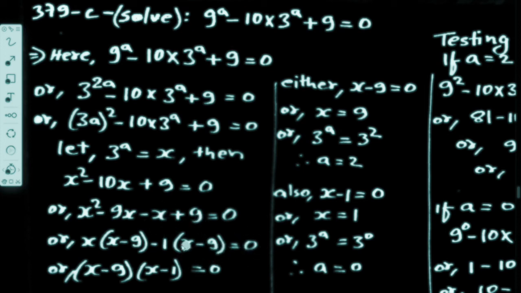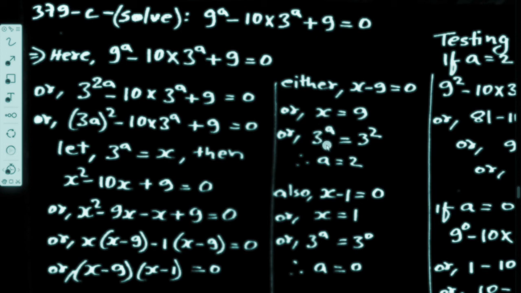Here x minus 9 and x minus 9 are the same, so x minus 9 comes ahead and the rest, x minus 1, is in the other bracket, equals 0. In this way, we get two factors: x minus 9 is the first factor and x minus 1 is our second factor. After getting the factors, we can easily get our required value. From the first factor, x minus 9 equals 0, so x equals 9.